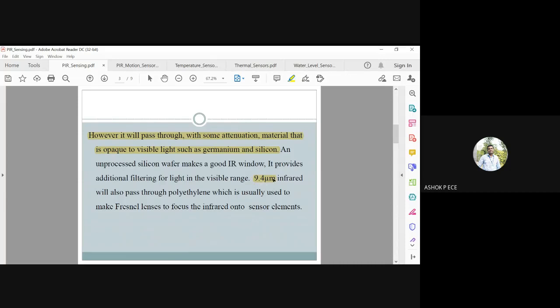But this 9.4 micrometer infrared will pass through polyethylene, which is generally used to make the lenses that focus infrared onto the sensor element. Infrared is able to pass through polyethylene without any difficulty. So if we make all the optical objects based on polyethylene, then I can play with infrared like anything. I am going to use polyethylene to make all my lenses so that I can focus the infrared onto the sensor elements for further processing.